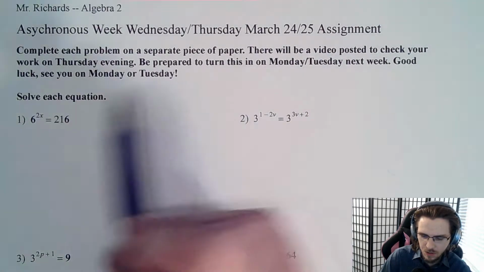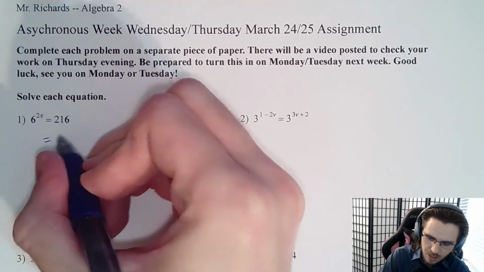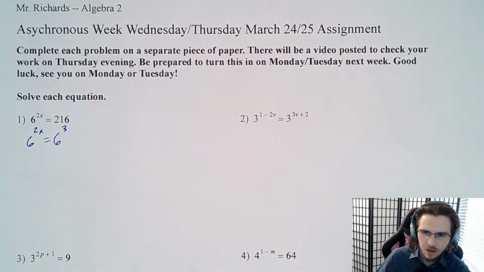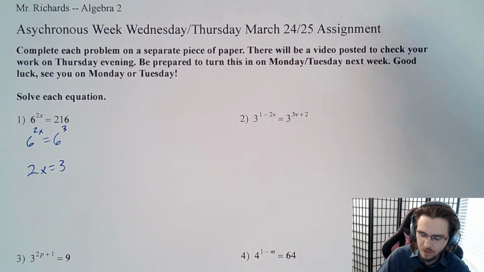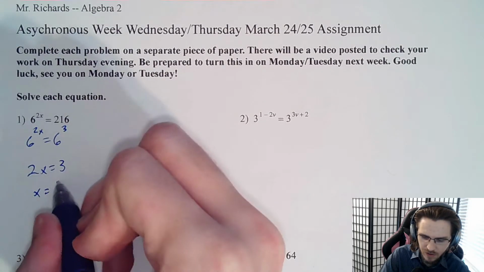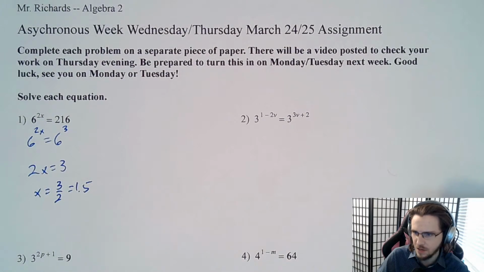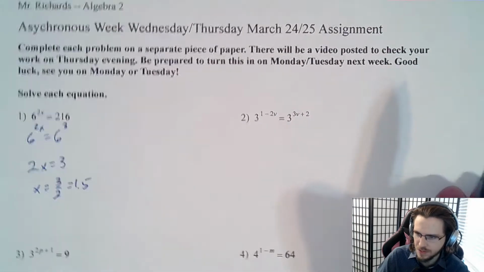So the key here is realizing that that guy on the right-hand side can be rewritten as 6 to the third power. And now once both of those have exactly the same base, you're going to be able to set those two exponents equal to each other. So 2x is equal to 3. Divide both sides by 2, and you can have a fraction answer or a decimal answer. Either one of those is fine. And if you want to show the work, divided by 2, that'll work as well.